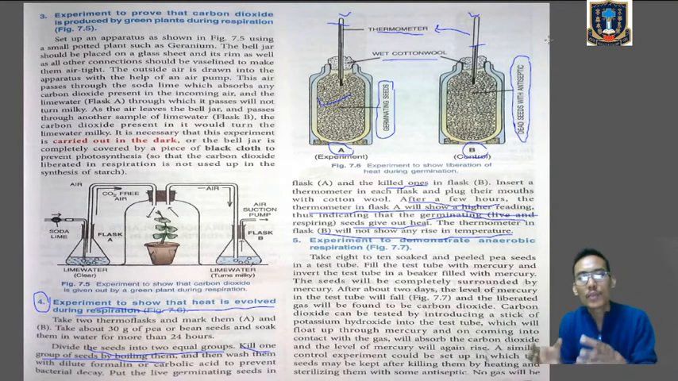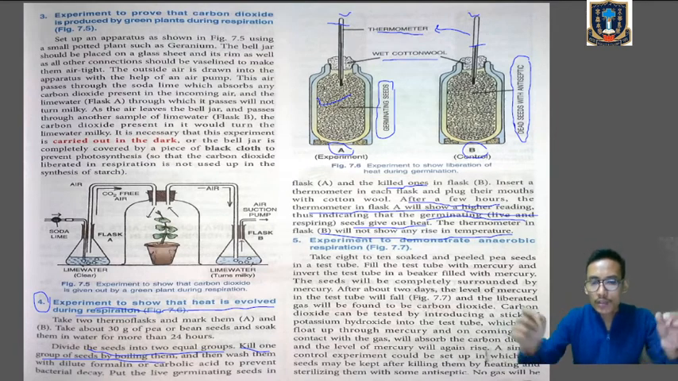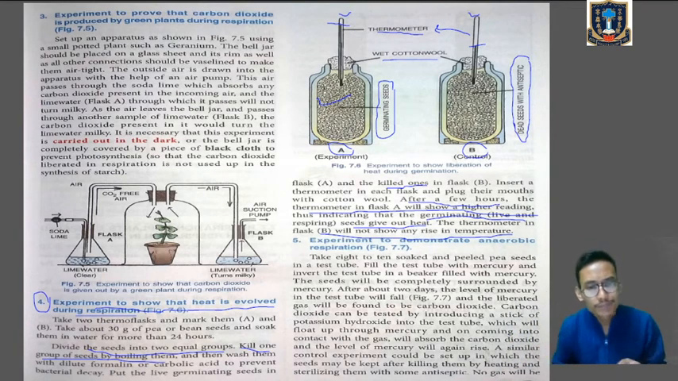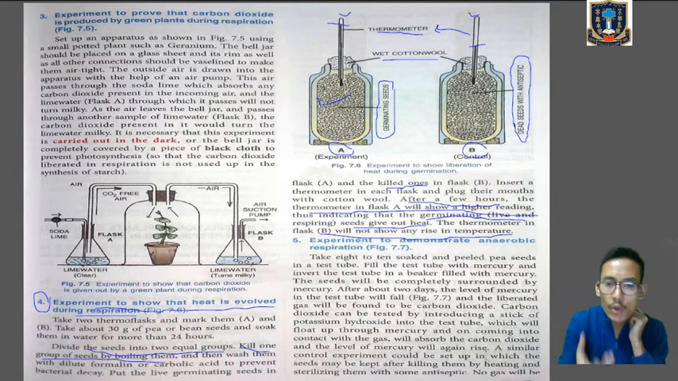Then in flask B, we are putting the dead seeds with antiseptic. Clear? Then we are putting the thermometer in both the flasks, and the mouth of the flask is covered with the help of cotton wool. Okay, so after a few hours, what will we observe?